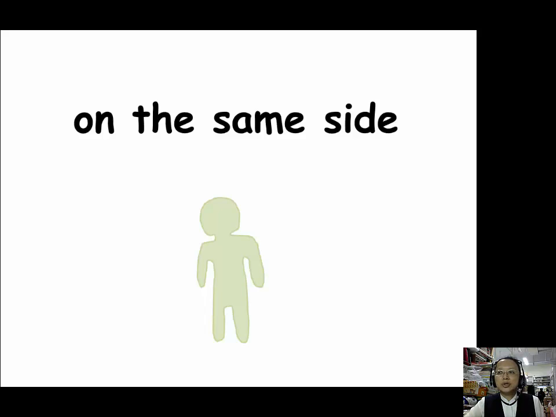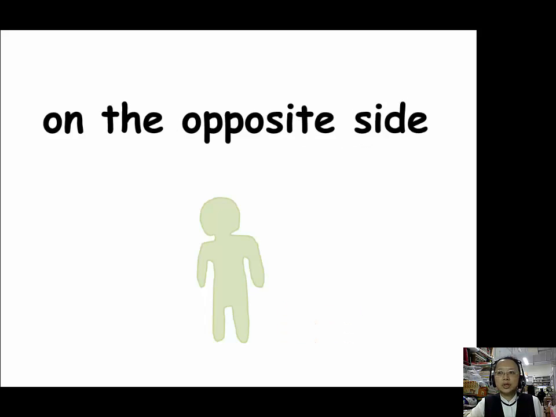When we talk about things that are on the same side of the reference object, we can use cis, C-I-S. On the contrary, when the things we are talking about are on different sides of the reference object, we use the prefix trans, T-R-A-N-S.